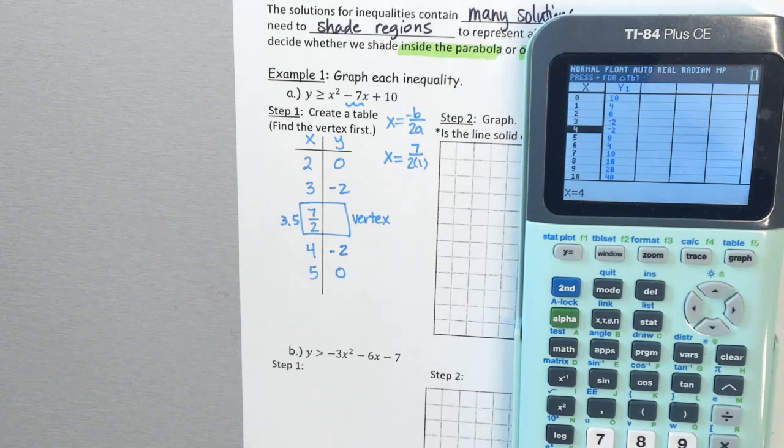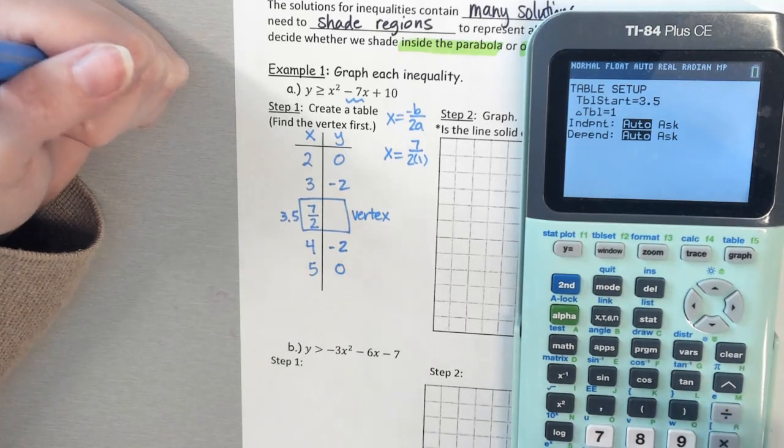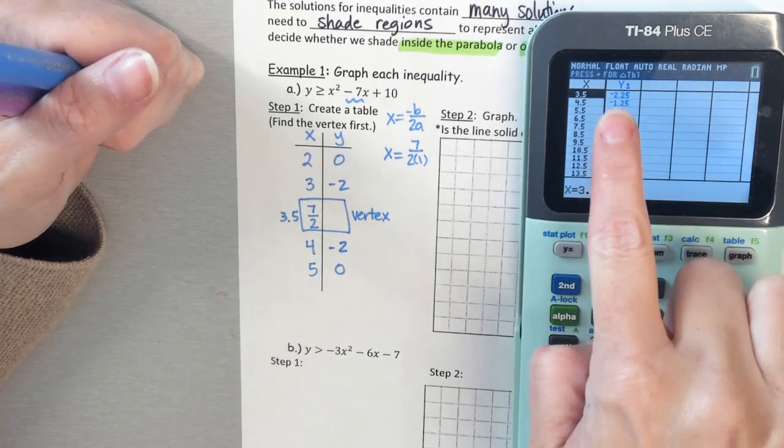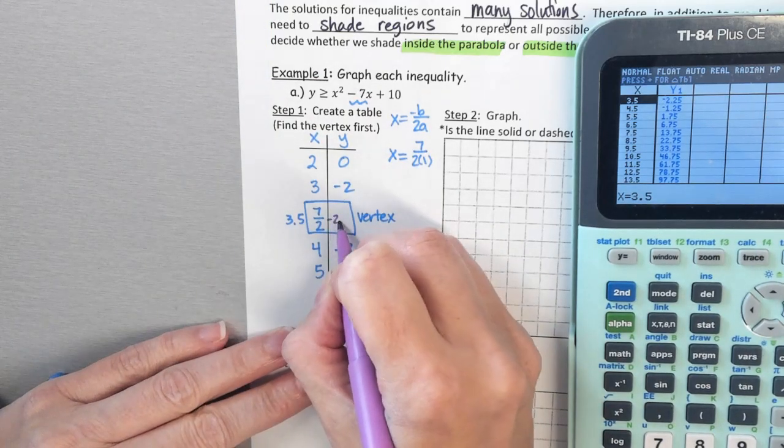Okay, to find out what happens here, there's a few different ways you can do it. So if x is 3.5, what's one way you could find y? Yeah, you just plug it into the equation. You can plug 3.5 into the equation. You can also use your table set feature. You can put your table start at 3.5, and you can see that it's negative 2.25 that way. That would be fine.